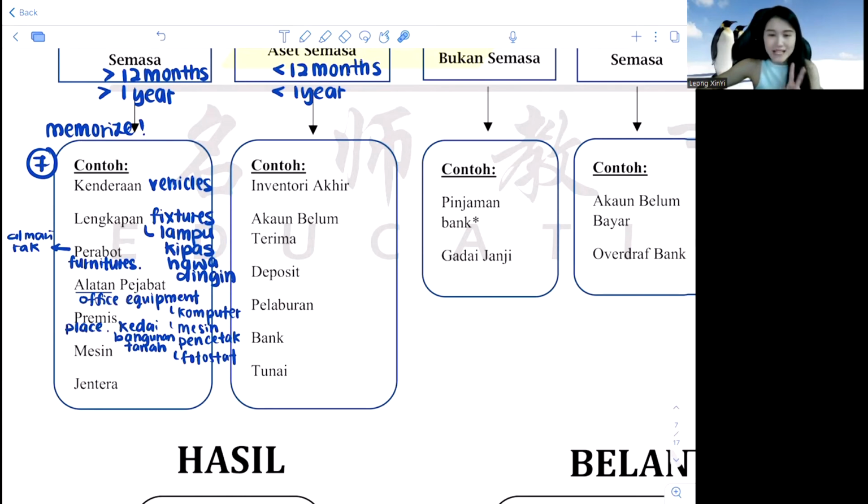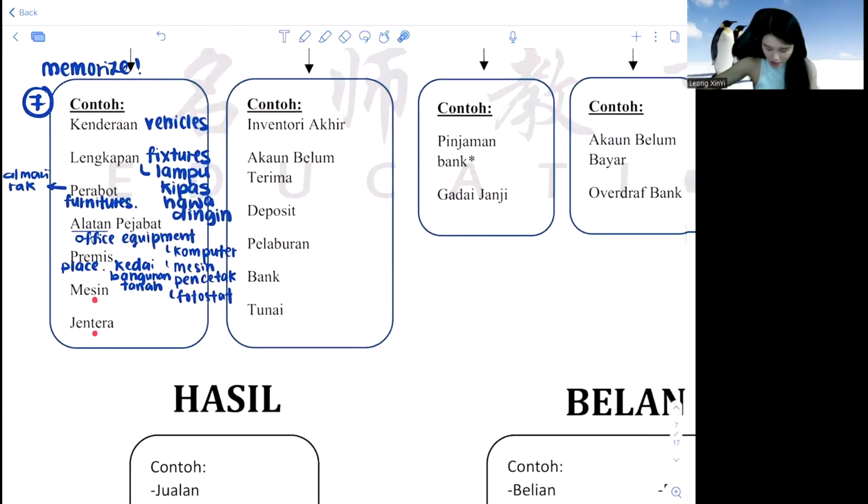Okay. So now the last two, machine and jentera. Now machine and jentera, right? These two are the same thing. They are both machines, but difference on what? The size. Jentera is much more bigger in size than machine, and also because it's heavy machinery, you need someone to actually control it.